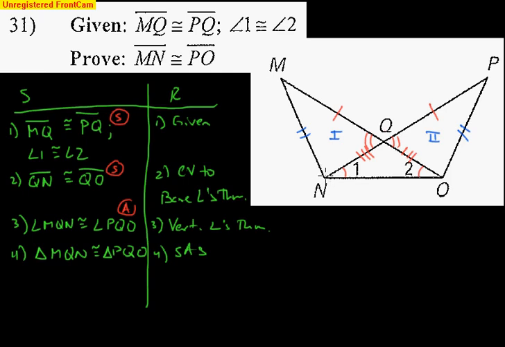And I wanted to show segment MN is congruent to segment PO. I can do that now. Now that I have the triangles congruent, I can say that their corresponding parts, MN and PO, are congruent, and that is of course by CPCTC.